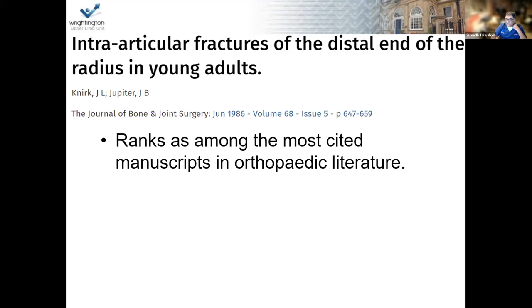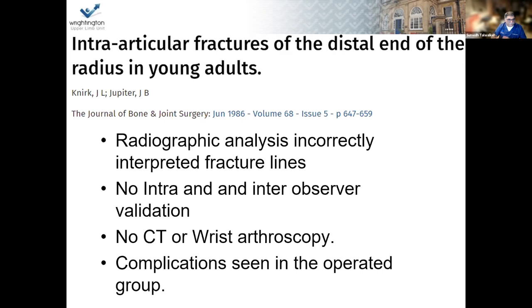It ranks as one of the most cited manuscripts in orthopedic literature. But subsequently, because of the relentless passage of time, 23 years of advancement, there have been a number of issues that have come up. We know that the radiographic analysis was probably inaccurately looked at. There was no inter-observer or intra-observer validation. They didn't have CT or arthroscopy.